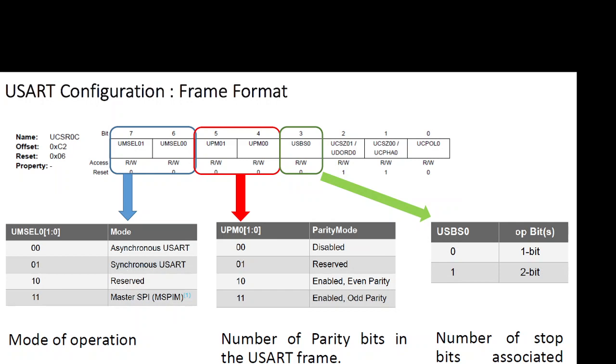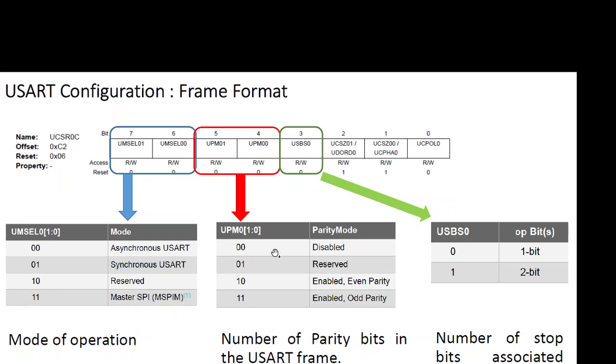If you are to choose synchronous transmission, that means if there is a common clock between the transmitter and the receiver, then we have to choose the UMSEL01 and UMSEL00 bits to be 0 and 1. But we are not using a common clock, we are using the asynchronous mode. Because of that, these two should be 0 and 0, as given in this table.